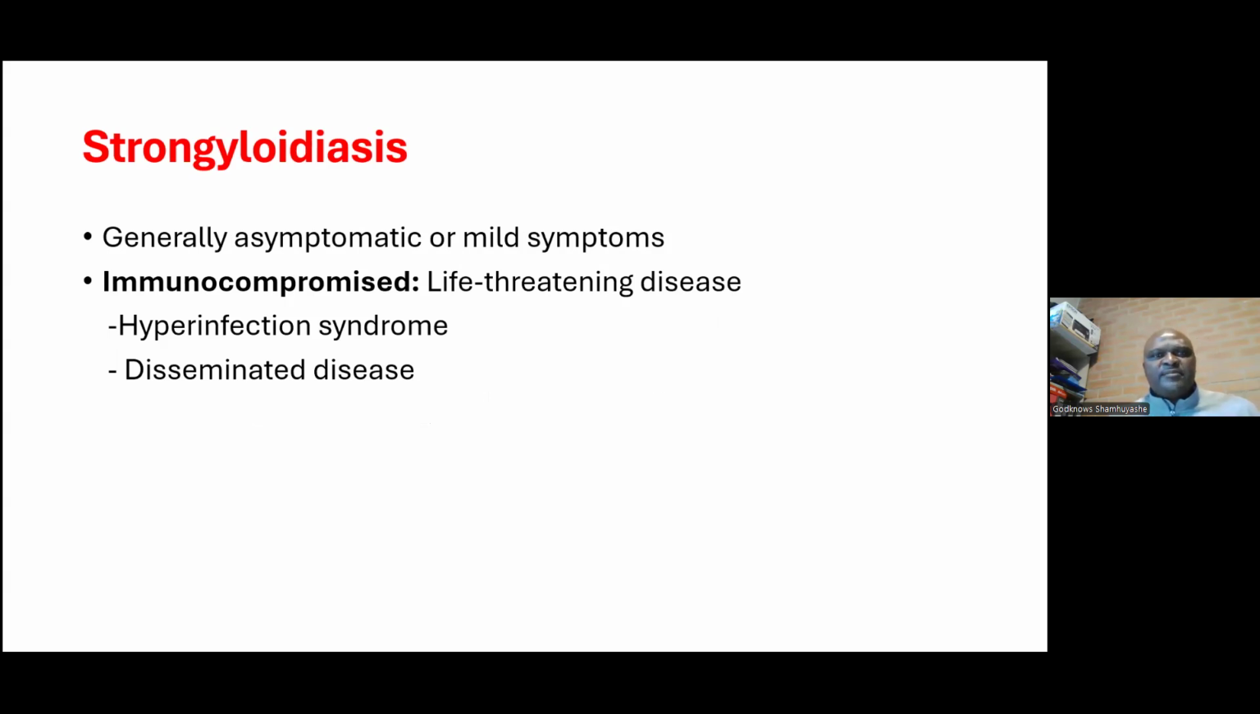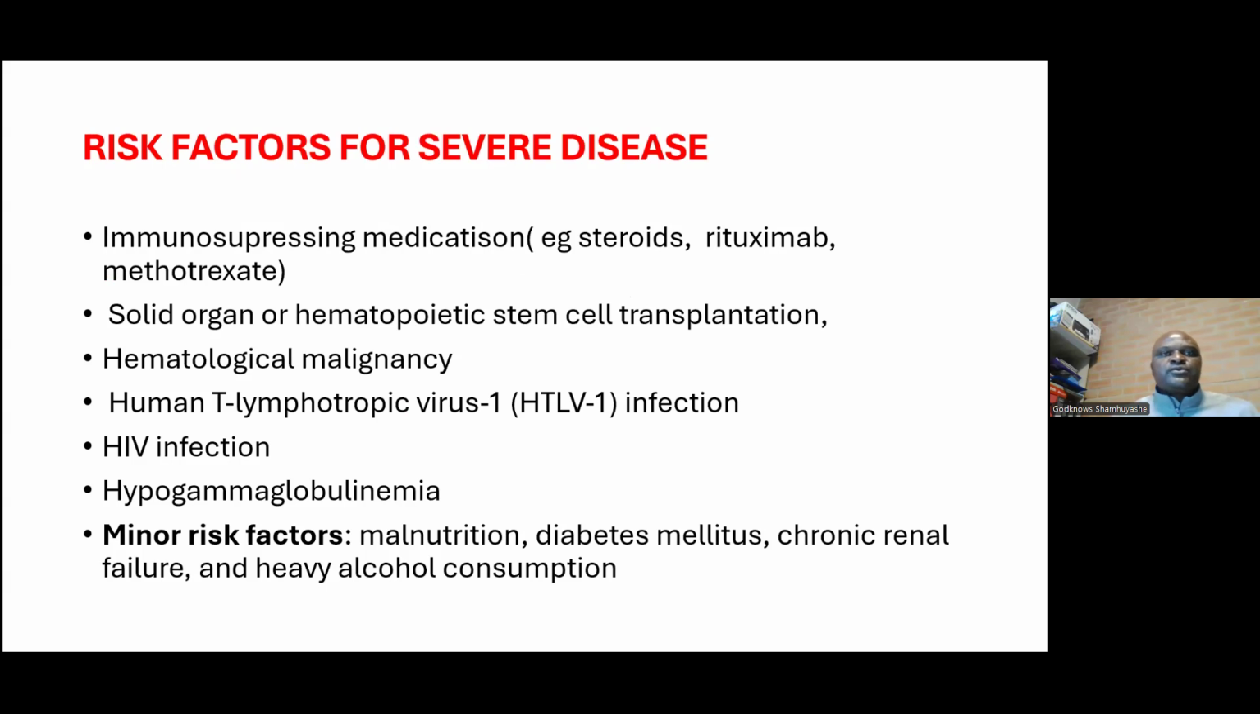So in those who are immunocompromised, you tend to find that the patient might have a life-threatening disease, even in the acute phases where you can have a hyperinfection syndrome. And also they can tend to have a disseminated disease. So what are the risk factors for a severe disease?